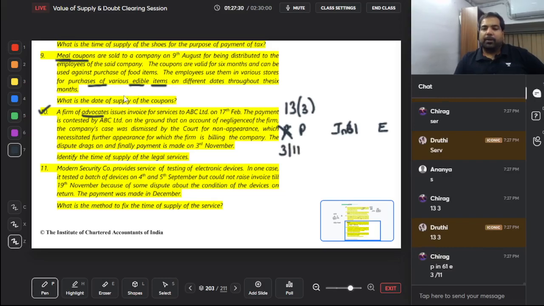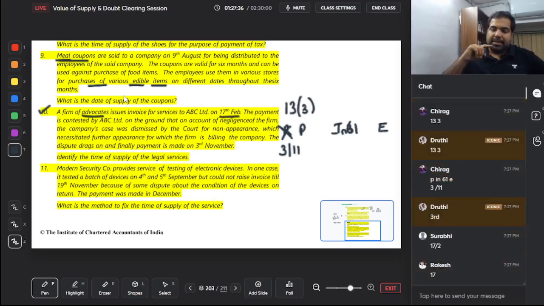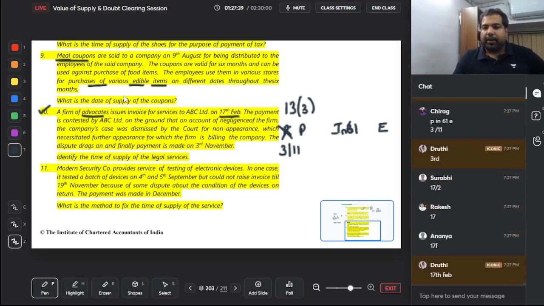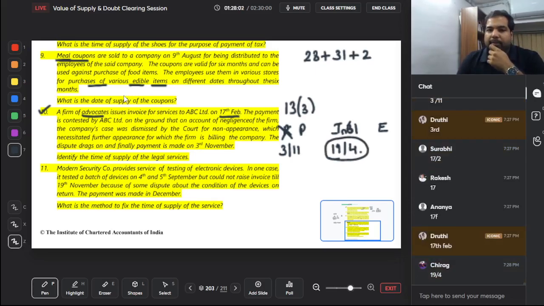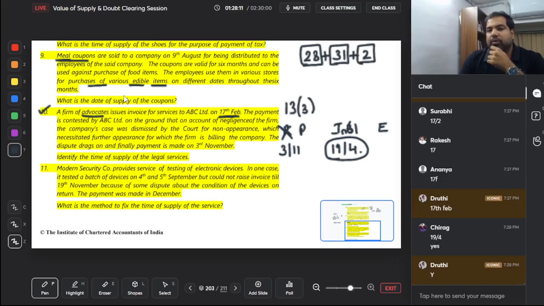November. And please tell me the invoice date. 17 Feb, 61 days. 17 Feb to 17 March, 28 days. 17 March to 17th April, 31 days. So totally becomes 59 plus 2. So basically 19th April. So which is earlier, guys? The earlier one is 19th April. Please check. I hope you're getting 19th April, guys. From 17th Feb to 17th March is 28 days. From 17th March to 17th April plus 2 more days, because you want to go 61 days ahead.